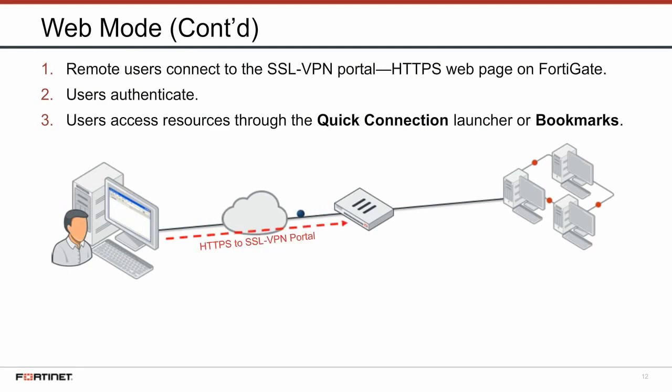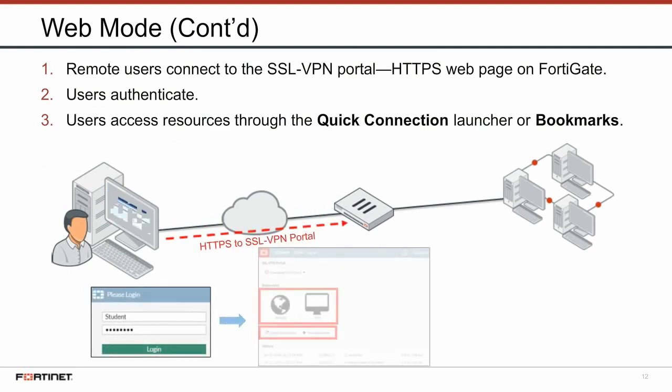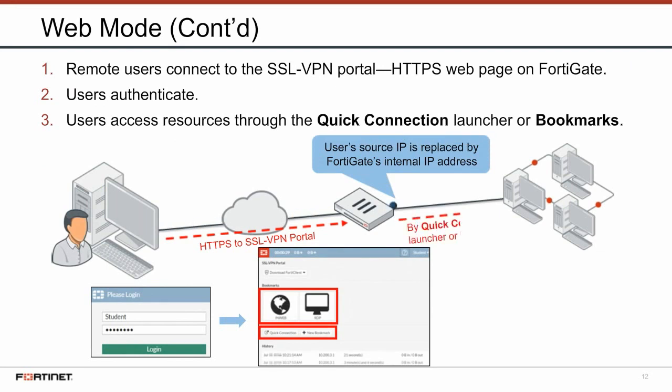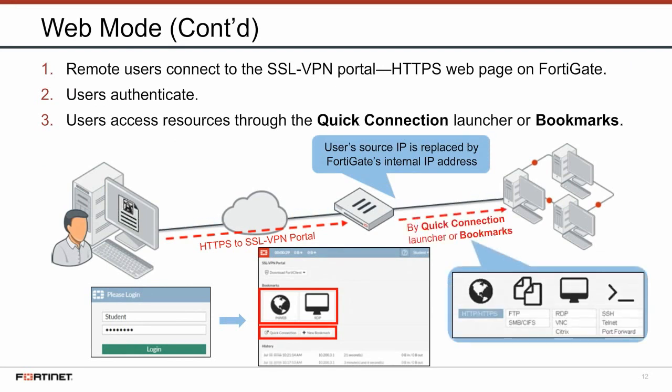How does web mode work? 1. Remote users establish a secure connection between the SSL security in the web browser and FortiGate's SSL VPN portal using HTTPS. 2. Once connected, users provide credentials in order to pass an authentication check. 3. Then, FortiGate displays the SSL VPN portal that contains services and network resources for users to access. Different users can have different portals with different resources and access permissions. Also notice the source IP seen by the remote resources is FortiGate's internal IP address and not the user's IP address.